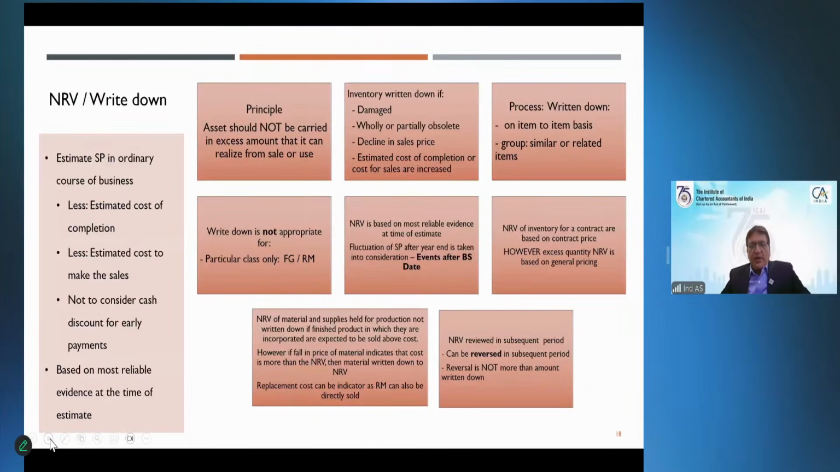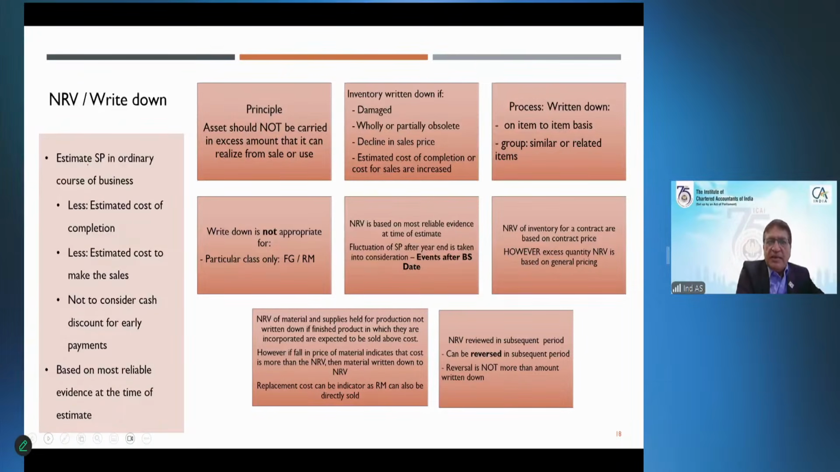Now, the biggest thought process, whatever we have discussed, you would have seen from time to time in different ways over a period of time. But the NRV testing is one of the most important aspects to understand and relearn. So let us first see what NRV is, which we already saw.